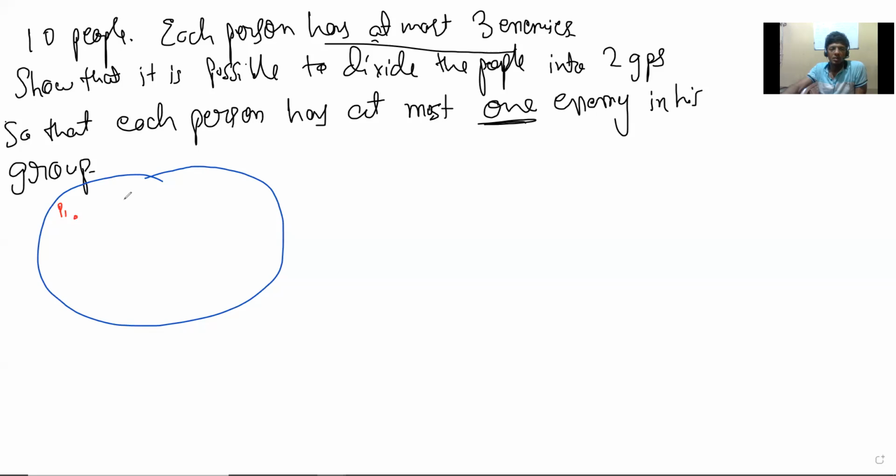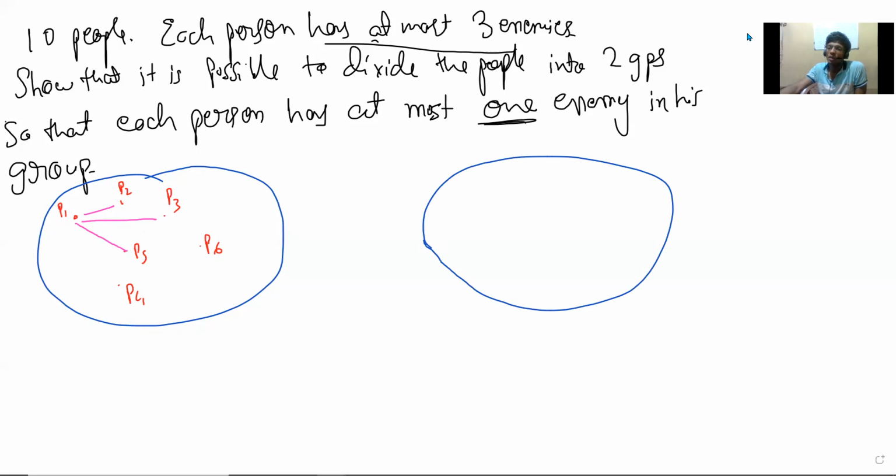So let's number it a little bit. So P1, P2, P3, P4, P5, P6, and so on. Let's say that P1 has enemies with P2, P3, and P5. Okay, then we will just move.